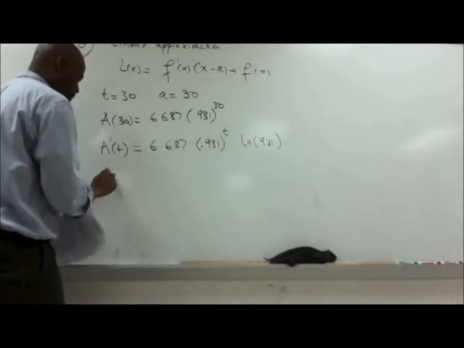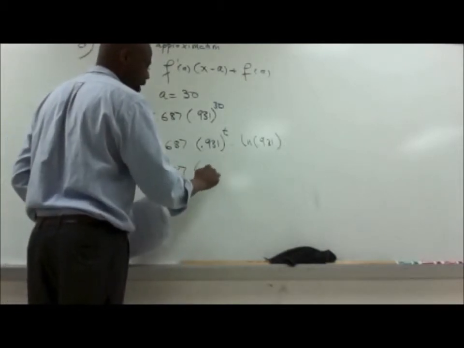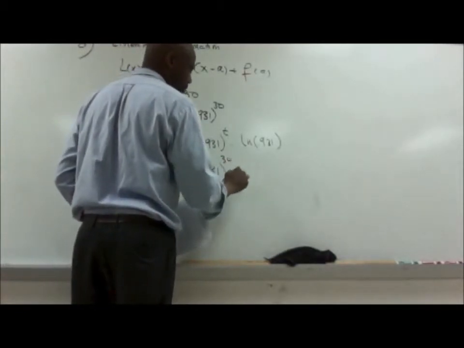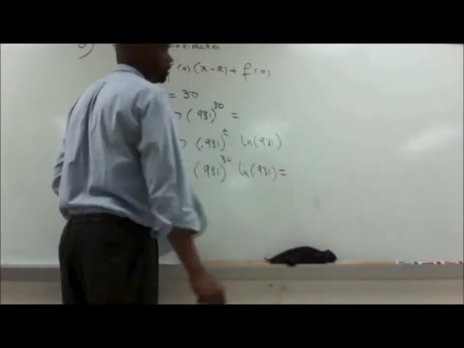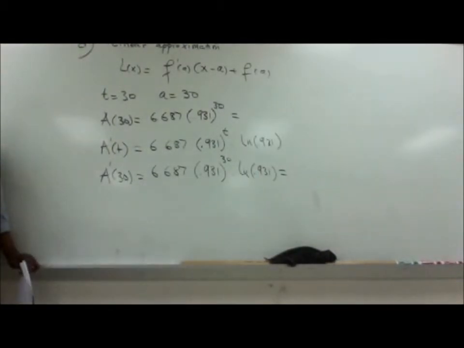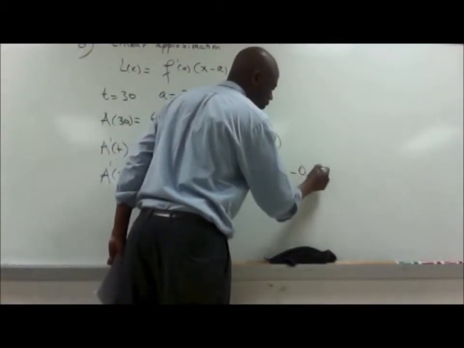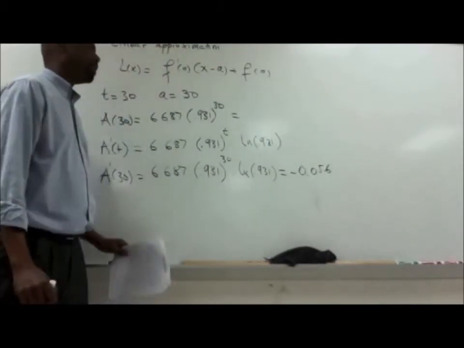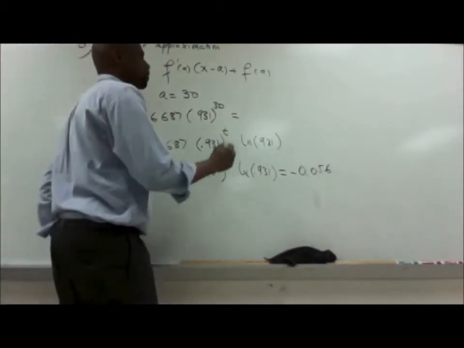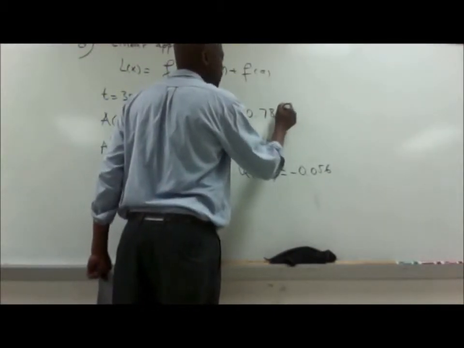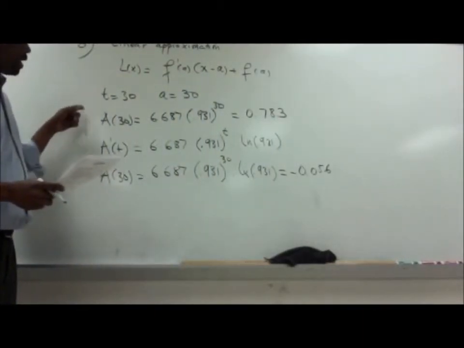So A prime of 30 is 6.687 times 0.931 to the 30, multiplied by ln 0.931. Do the work on the calculator. I got negative 0.055. What about the top one, A of 30? 0.783. All right, I got all the numbers I'm looking for.